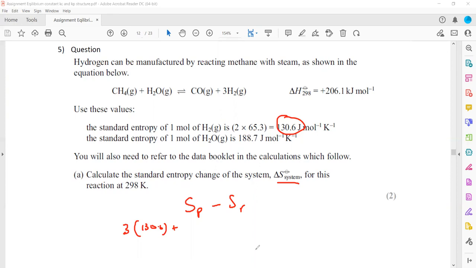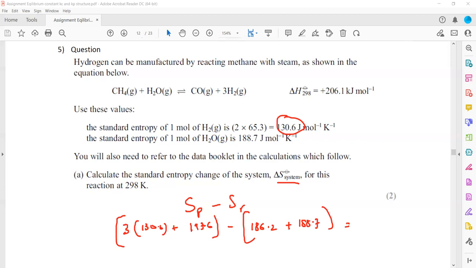plus carbon monoxide. For carbon monoxide and methane, you have to use a data booklet, so I will write the value directly. For carbon monoxide it is 197.6, but you have to use a data booklet. Minus the reactant, 197.6 is for the product, and for the reactant it is 186.2. That is methane, and 1 mole is there, plus 188.7. This will be the reactant and product.